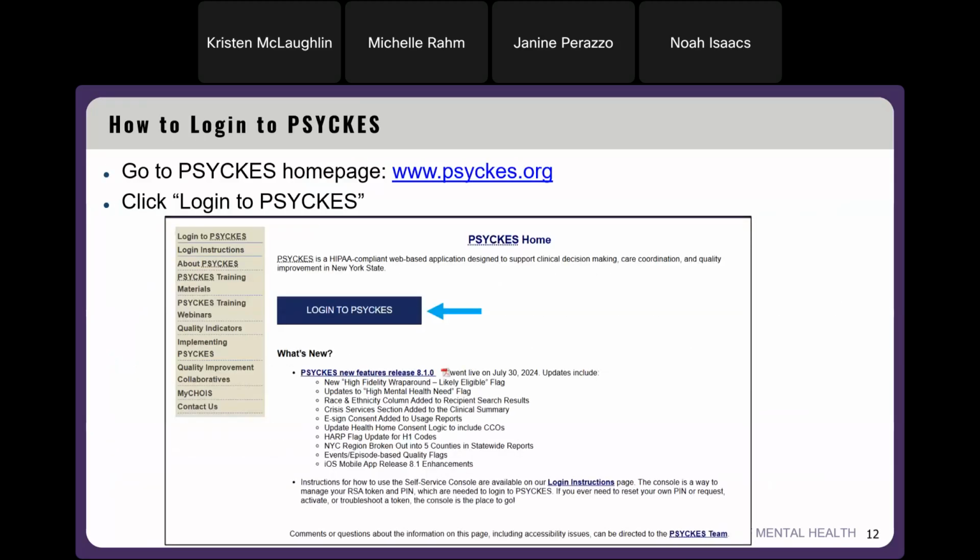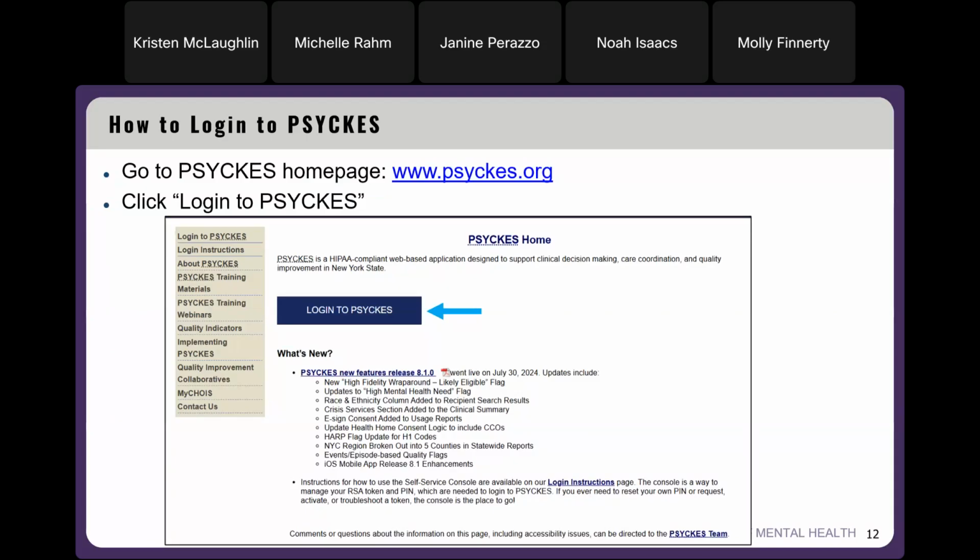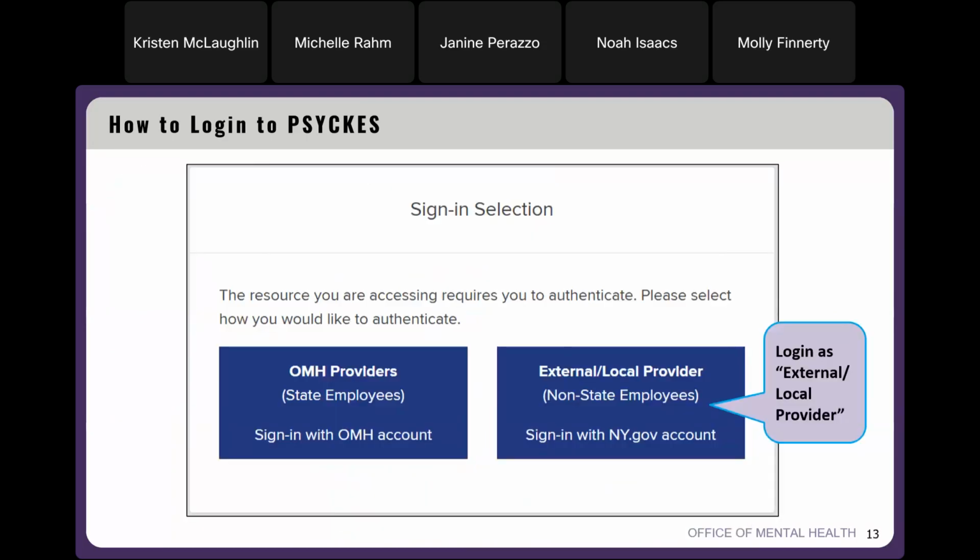All right, so let's say I've gone through the process. I have my user ID, I have my token. Now I'm going to go ahead and log into PSYCKES. So you're going to go to the PSYCKES website at psyckes.org or psyckes.com, and you're going to select the login button right here. From there, you're going to get prompted to say, are you an OMH provider or are you an external local provider? So if your email doesn't end with omh.ny.gov, right, then you're going to be using the external local provider option here.